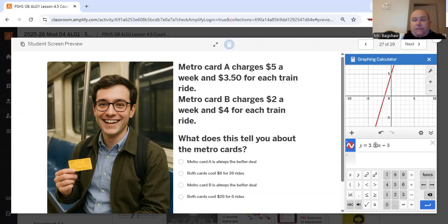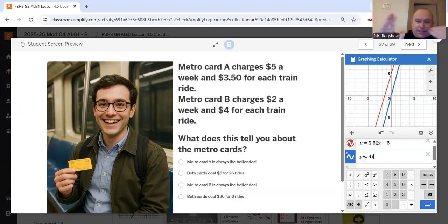And don't forget, we've got to add on $5 at the start of the month. And you can see, if you don't use any rides at all, you're just paying $5 for your card and you're not traveling anywhere. And then same for the second one, $2 a week and $4 for each train ride. The $4, as that says for each, that's the thing that's changing. If I do one ride, $4 plus $2 a week. If I go for 2 rides, it's that $2, then I've got to pay $4 twice, which will be $8. So that's the thing that's changing. And then I can come up with a similar equation for this one.